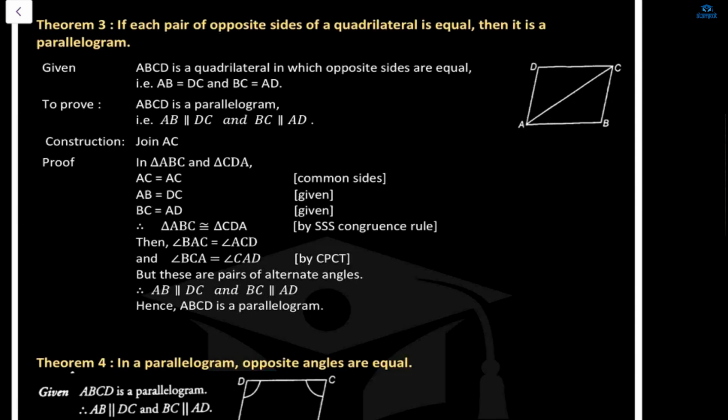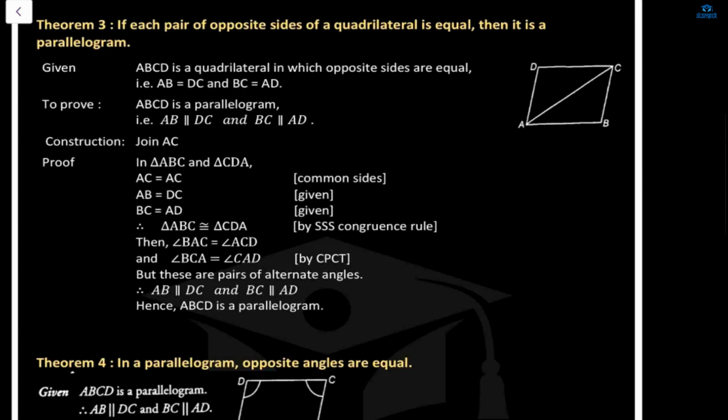To prove that the given quadrilateral is a parallelogram, what do we have to show? The parallelogram qualities. So which figure is called a parallelogram? The one in which the opposite sides are parallel to each other. That particular quadrilateral is called a parallelogram. So we have to prove that AB is parallel to DC and AD is parallel to BC.